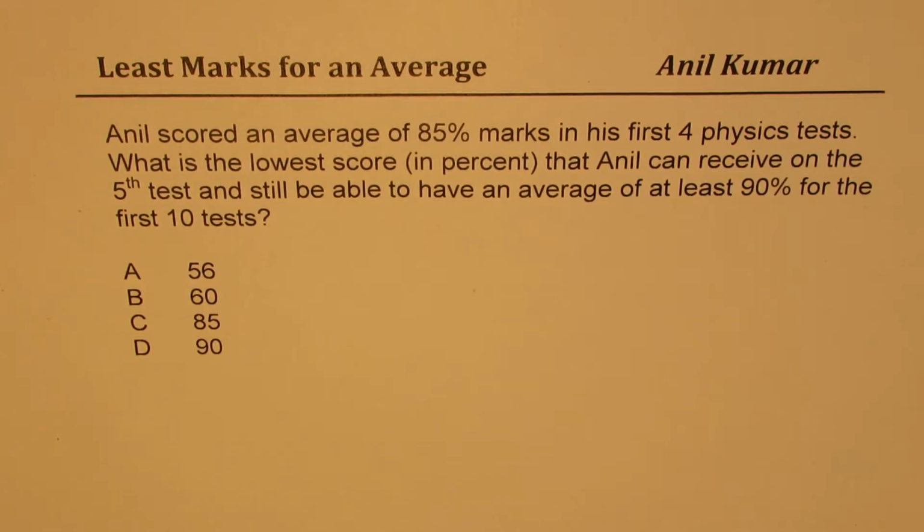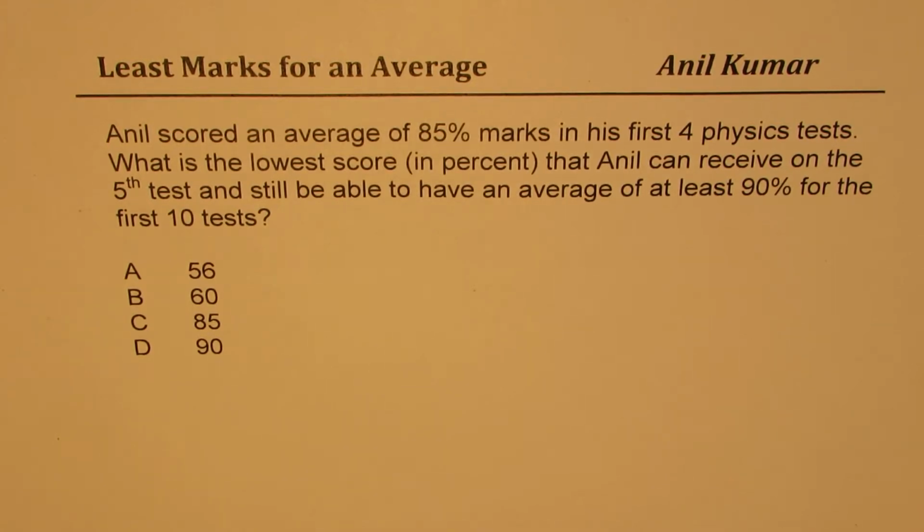Now, we will try to understand how to find the least marks for maintaining a particular average over many test papers. The question here is, Anil scored an average of 85% marks in his first 4 physics tests. What is the lowest score in percent that Anil can receive on the 5th test and still be able to have an average of at least 90% for the first 10 tests? 4 choices are given to you. You can always pause the video, answer the question, and then look into my suggestions.